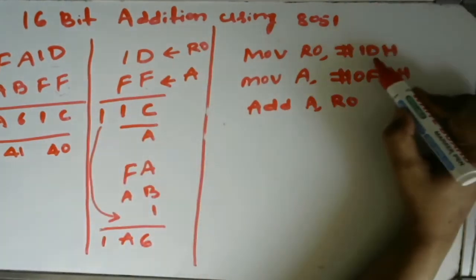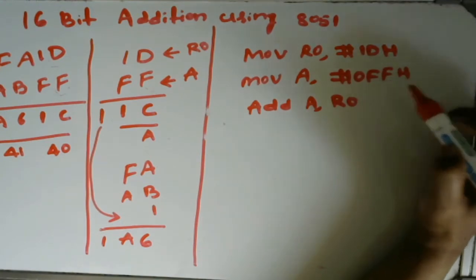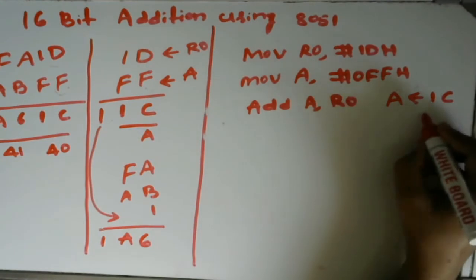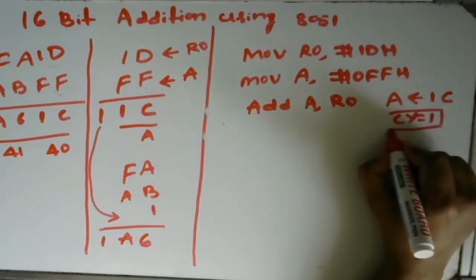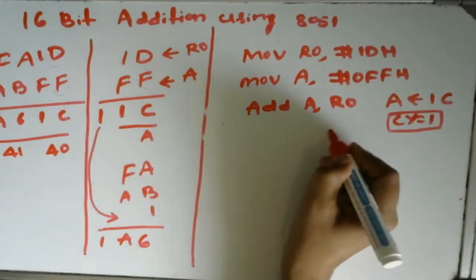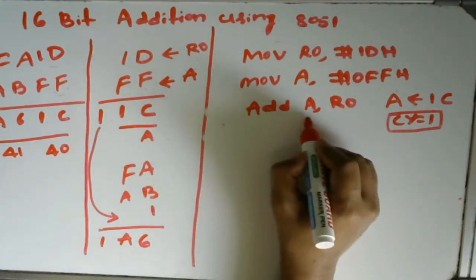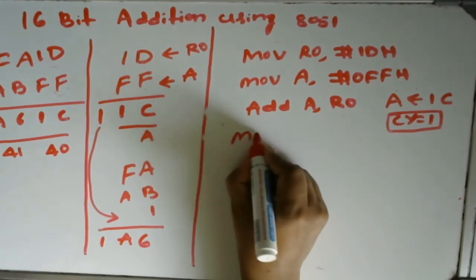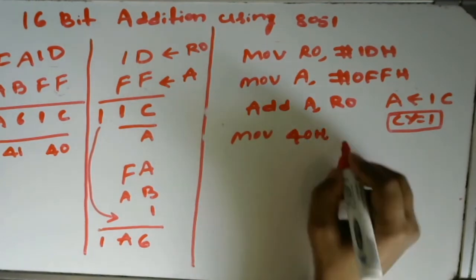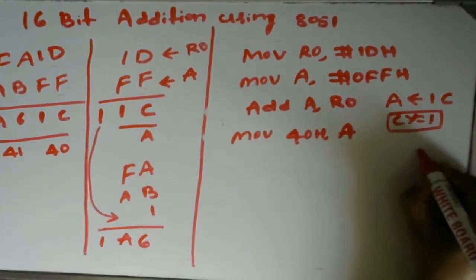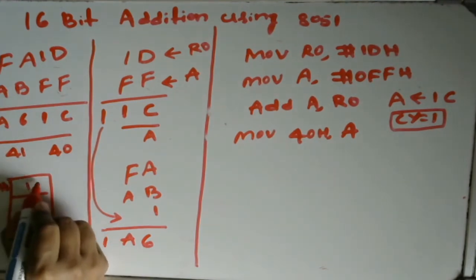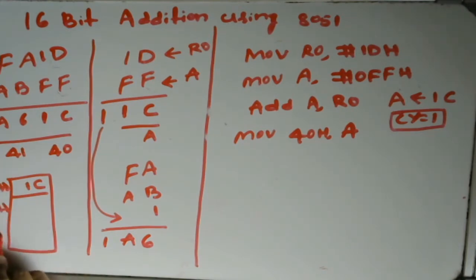This instruction will add 1DH along with 0FFH, and the result will be stored in the accumulator, that is 1C, and the carry will be stored in the carry flag. Now, because for arithmetic operations one of the data must be present in the accumulator, we will store the lower byte result in the 40H location using the instruction MOV 40H, A. If I consider this as the internal memory, this is 40H, so the data 1C will be stored here. This is 41H and this is 42H.